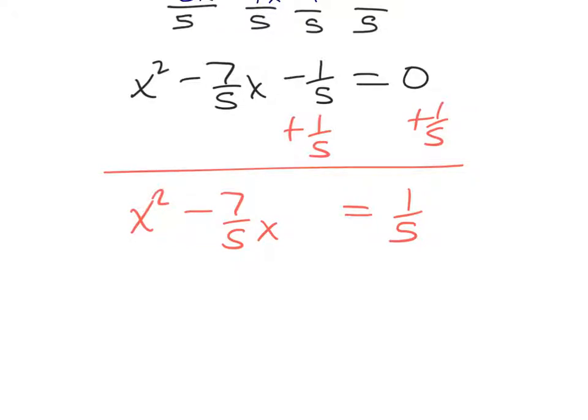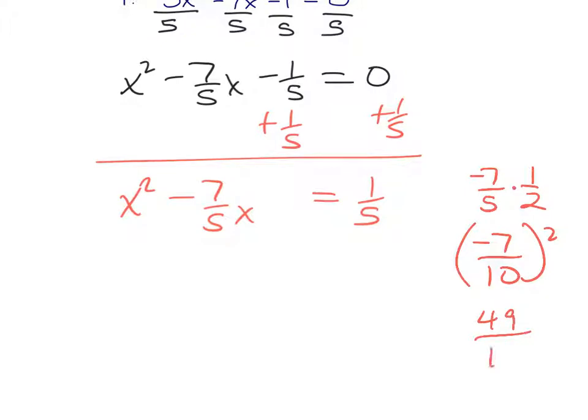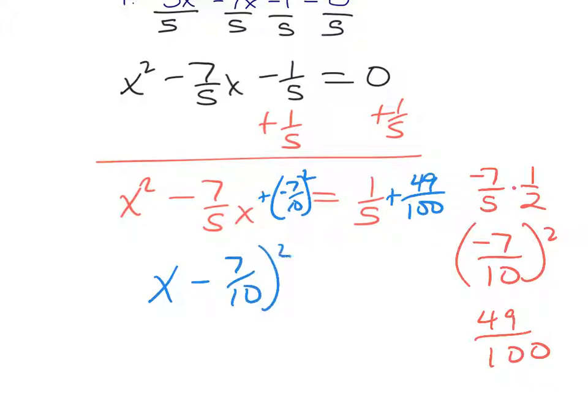Step 3, take the b term, divide it by 2. So again, it's a fraction, so I'm just going to multiply it by 1/2. This gives me negative 7/10. I square that, and I get 49/100. So again, you can show in here that it's really negative 7/10 squared. Over here, I would show what we're actually adding. So now factor it. So it becomes x minus 7/10 squared.